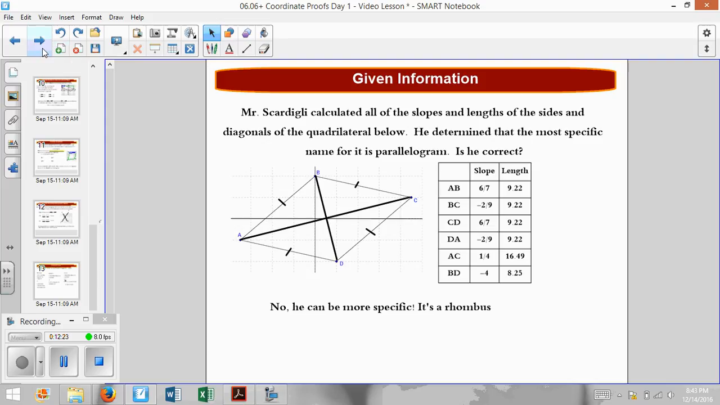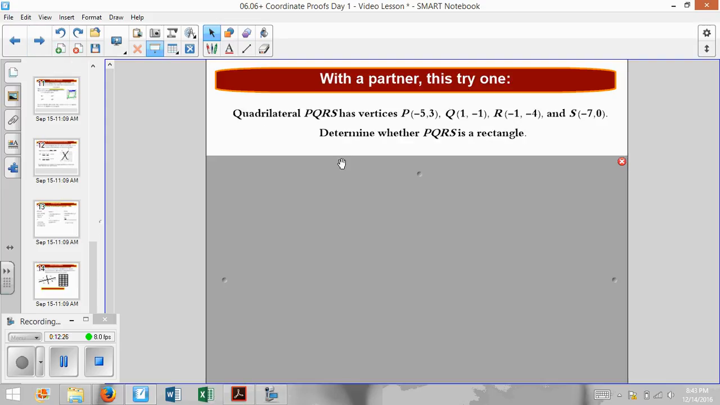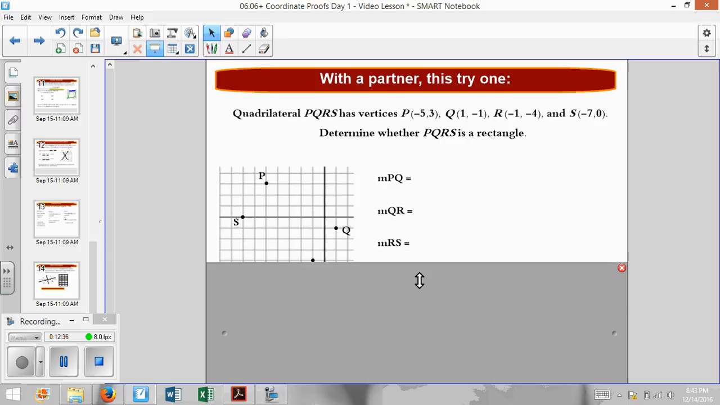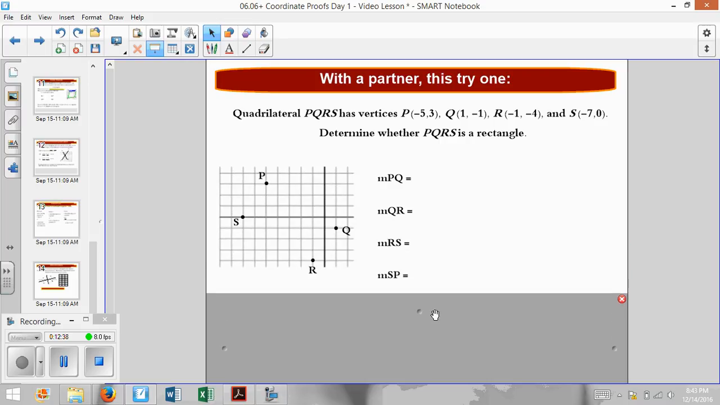Let's do another one. Alright, here's another quadrilateral. Determine if it's a rectangle. So I'm giving you a heads up on what I think it is, but we've got to prove it. First things first, you're going to draw all the coordinates on the graph, and I'm going to look at it and say, yeah, I'm thinking it looks like a rectangle.